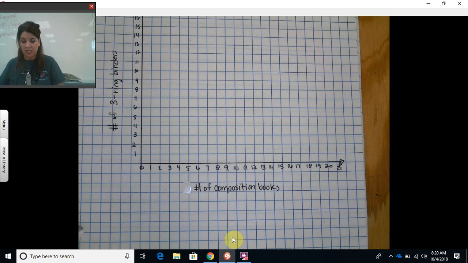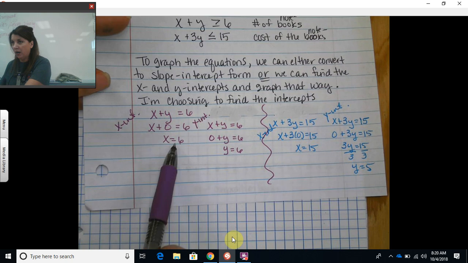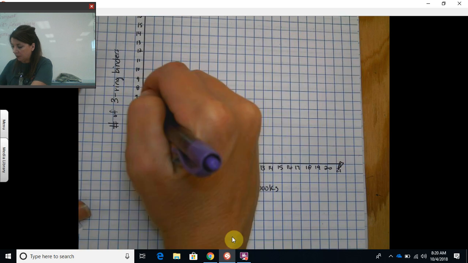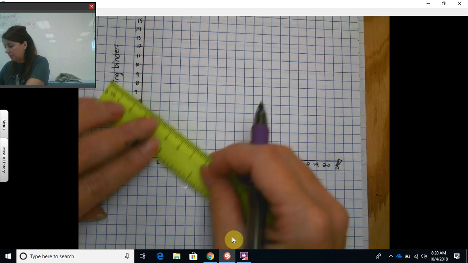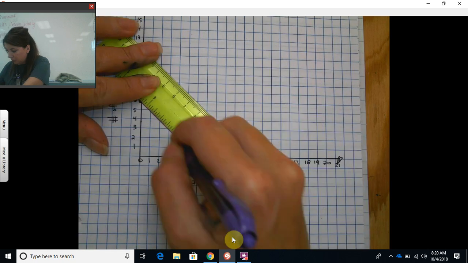So my first inequality was x plus y is greater than or equal to 6. And for that one, we had an x-intercept of 6 and a y-intercept of 6. So on my x-axis, plot a point at 6, and on my y-axis, plot a point at 6. And it was greater than or equal to, so that means solid line. If it was just greater than and didn't have the or equal to part, we would use a dashed line.